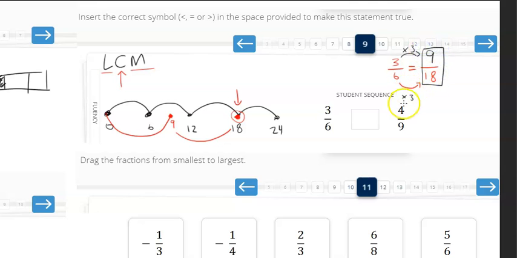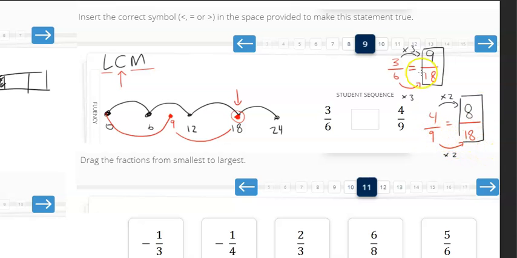We now have to do this for 4/9, but it's going to be a little bit different because 4/9 over something over 18. And this time we're not multiplying it by 3, but by 2. So whatever I do to the bottom, I do to the top, times it by 2, 4 times 2 is 8. And now we've got our two fractions, 9/18 and 8/18. Which one's greater?